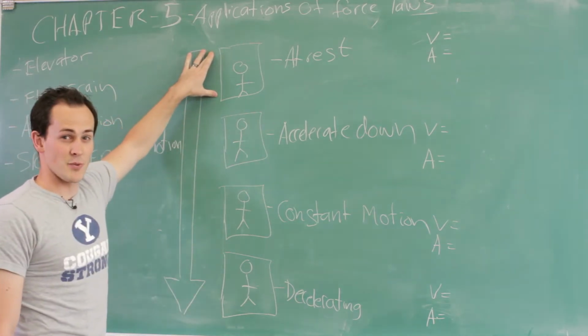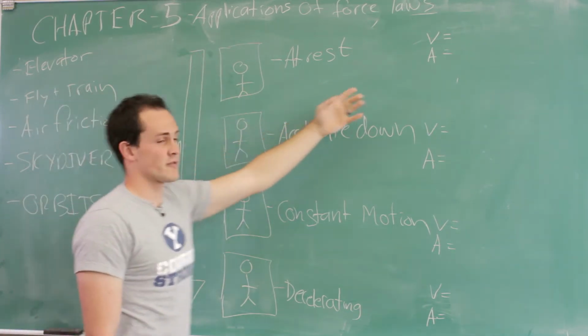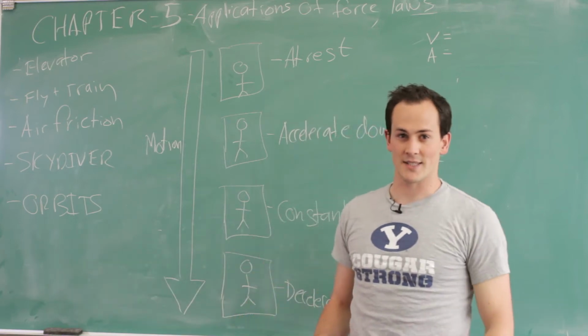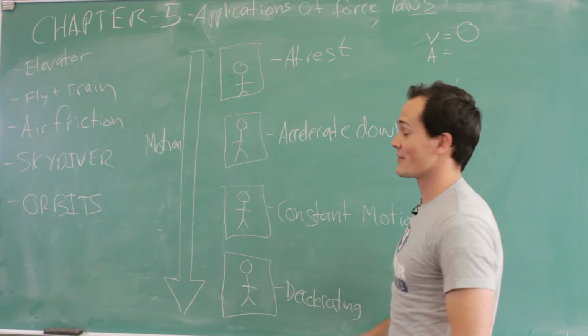You're initially at rest when you're inside of your elevator. This is going to be you. Put yourself here in your elevator. What is your velocity? Well, let's analyze this. Are you moving yet? No, you are not. You have a velocity of 0.